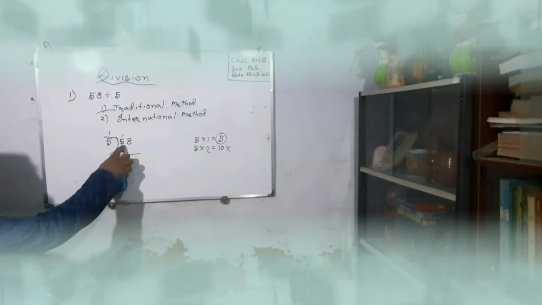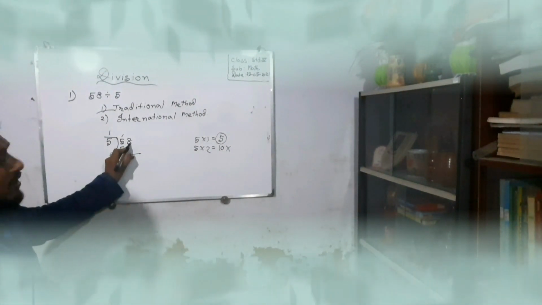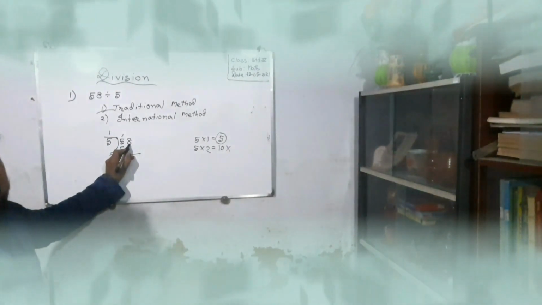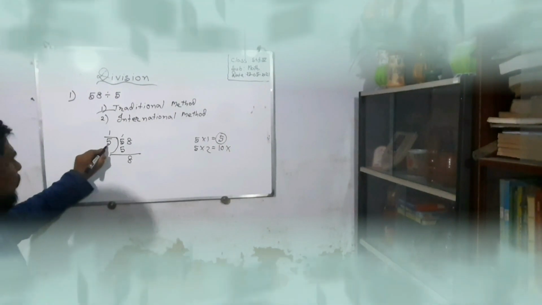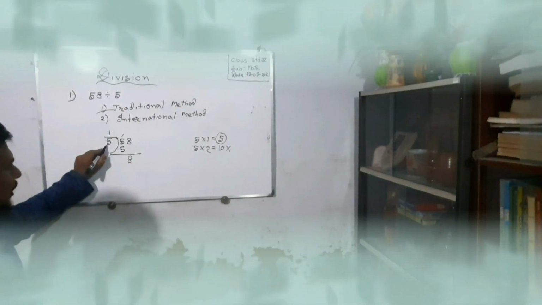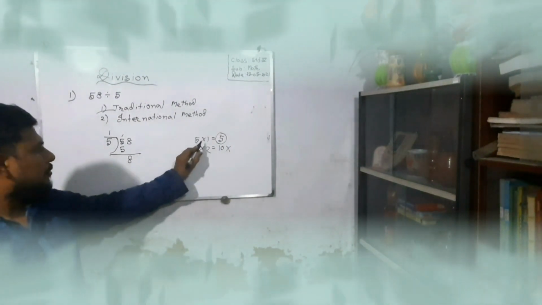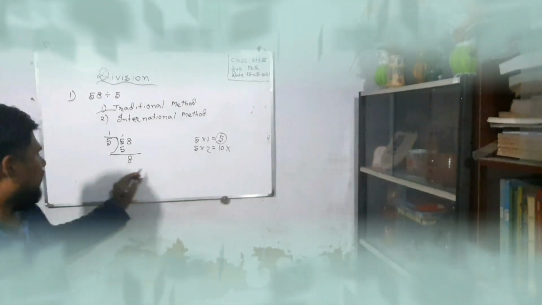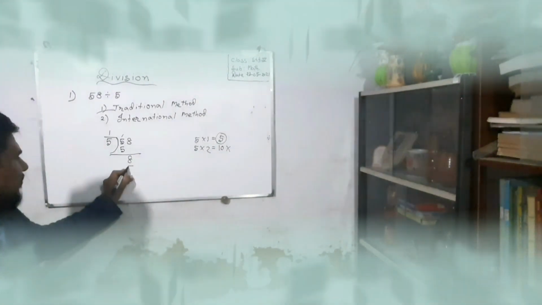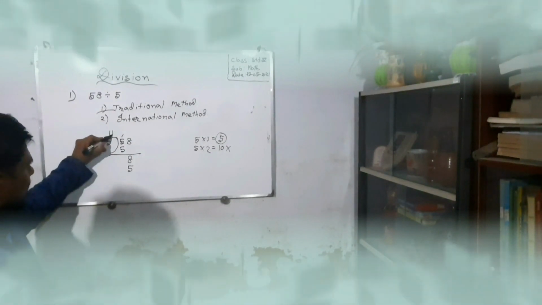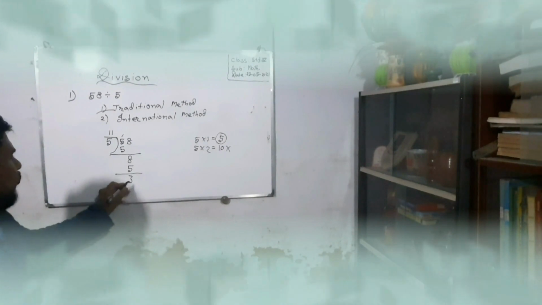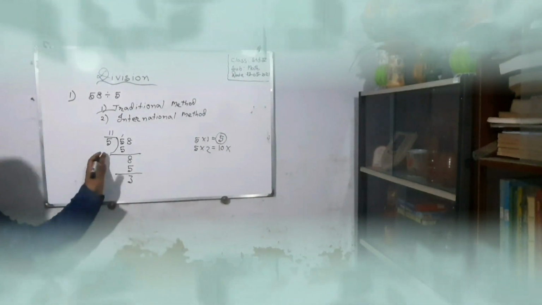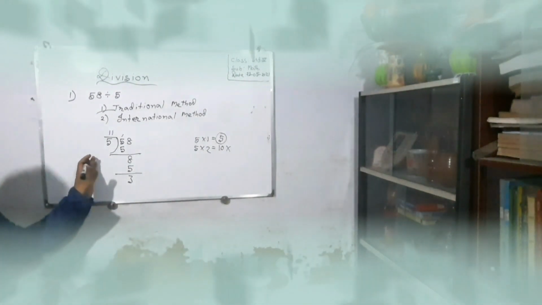Then we will subtract 5 from 5 equals 0. We can bring down another one from the ones column, 8 down. Now we can multiply 5 into 1 equals 5. So we can put here only 5. 5 into 1 equals 5. Here 3. So this is the international method.